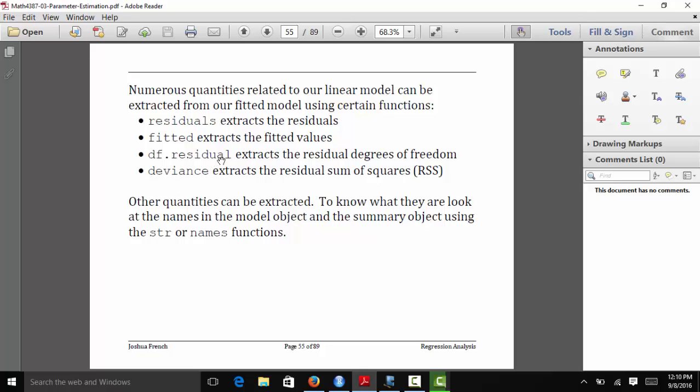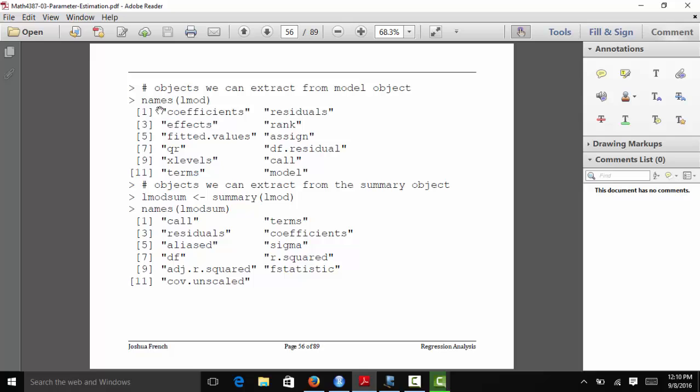If you use the str function or the names function on your fitted linear model, then you can see some of those. So this is showing you what is stored in your linear model fit. You can see we have coefficients, residuals, the fitted values, and the residual degrees of freedom. The model is the formula that you used, and there are some other things which we don't need to talk about at this point, but could be useful depending on what you're trying to do.